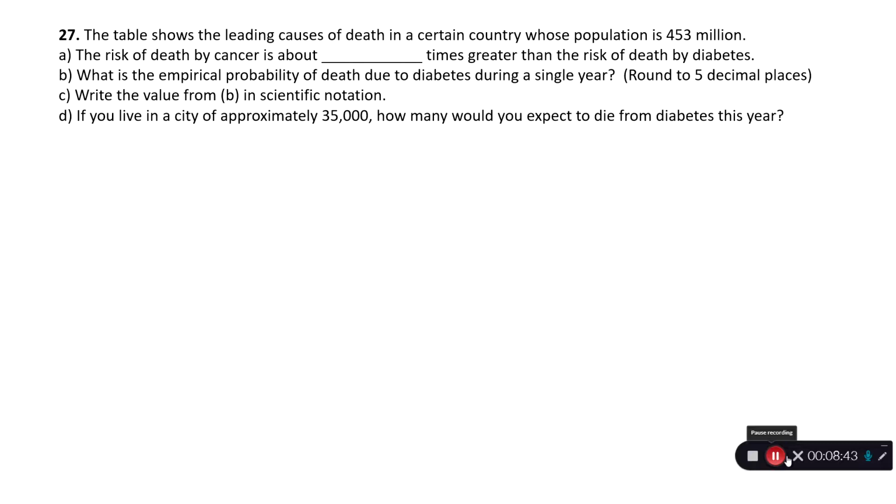So to work some of our test review questions from there, let's start with number 27, and it has a nice table in your test review, so let's look at it there. The first question asks us, the risk of death by cancer is about how many times greater than the risk of death by diabetes? Here I'm trying to calculate how many times greater. If I said 10 is how many times greater than 5, you would say 2, right? 10 is 2 times greater than 5.